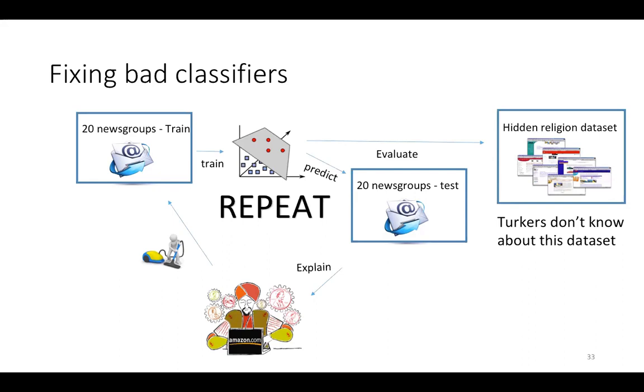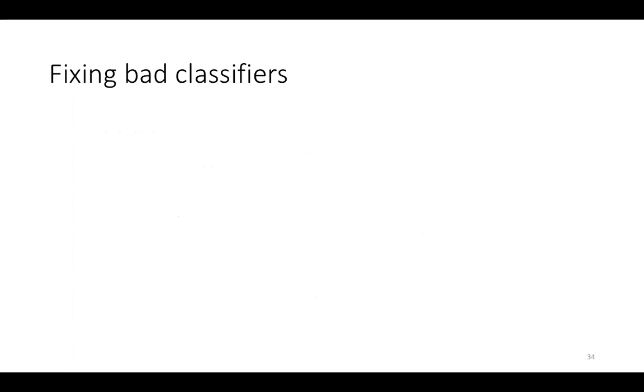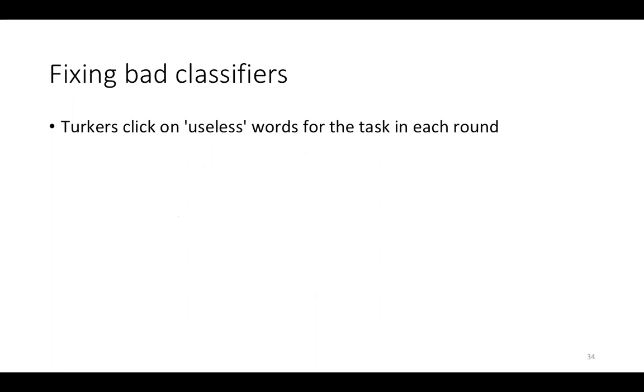When they do this kind of explanation pruning, they don't have any idea about the hidden data set. Then you do an end-to-end evaluation on this hidden data set and see what happens. What you basically do is ask Turkers to click on useless words for the task in each round. You give some explanations and ask the Turkers to find out which among these are actually useless words and should not be part of the explanation.